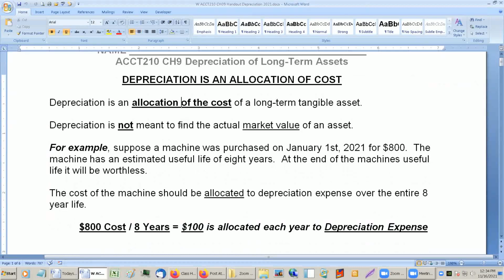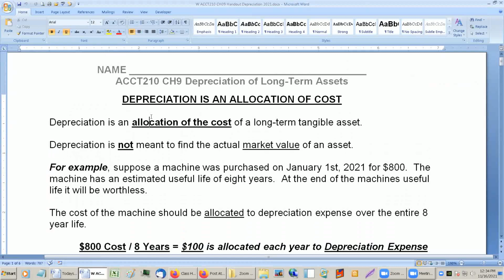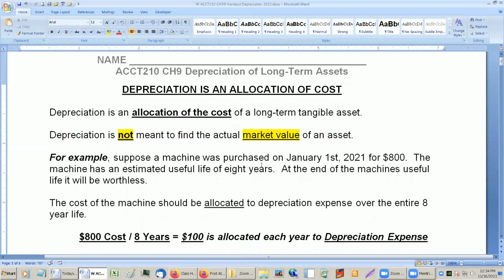So it's an allocation of the cost. In other words, we're cutting up the cost and putting some of it in each year that we're going to use the asset. Now, here's one thing though, it is not meant to find the market value. So we're not saying that this is the value of the item. We're simply saying that we're allocating this cost over a certain number of years. The market value may be higher or lower than what we're doing with it.